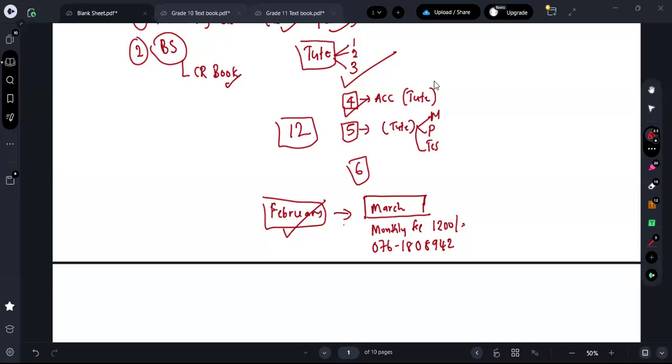Okay. And sir, for the accounting exercise book, will it be okay to get a max rule book, or for the notes regarding notes? Next question, guys, is for the accounting exercise book, will it be okay to get a max rule book, or for the notes?